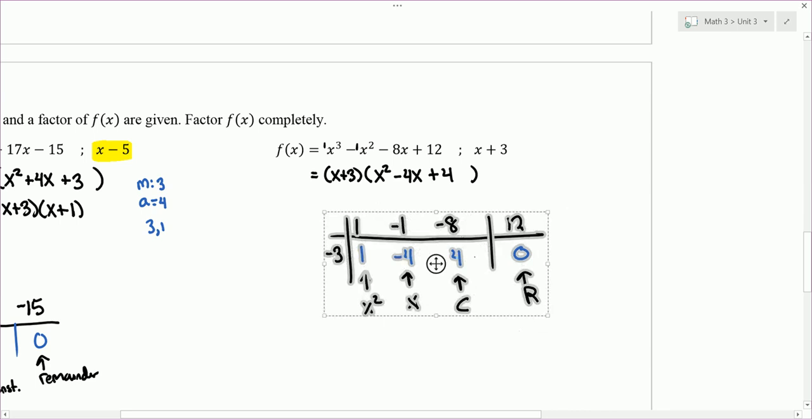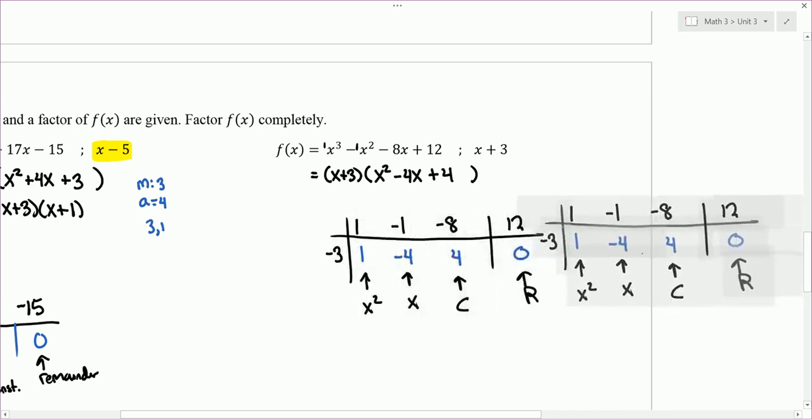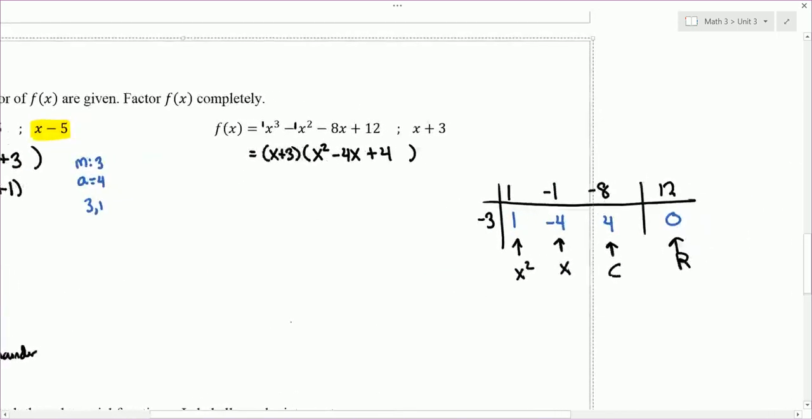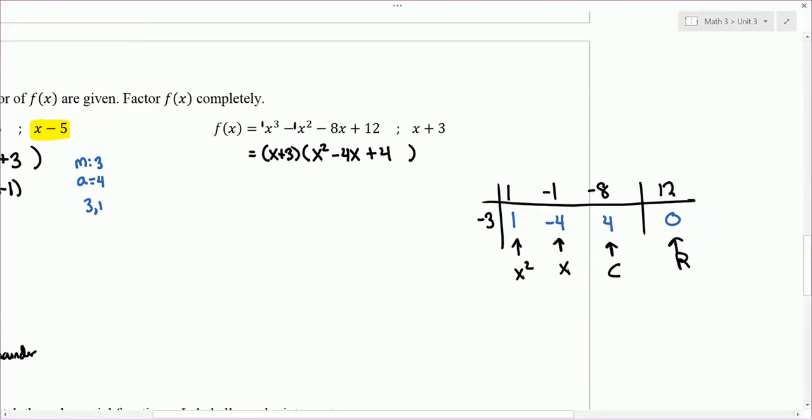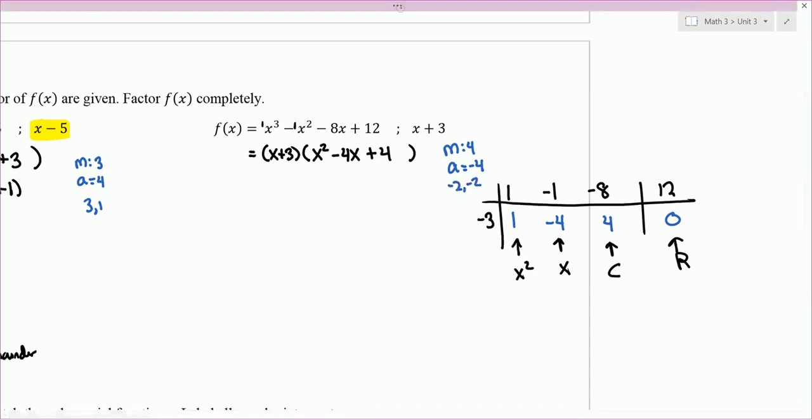I'm going to move this over to the right hand side, out of the way, and see if we can factor even further. This x squared minus 4x plus 4, can we find two numbers that multiply to 4 and add to negative 4? And you should get negative 2 and negative 2. So it does factor further.